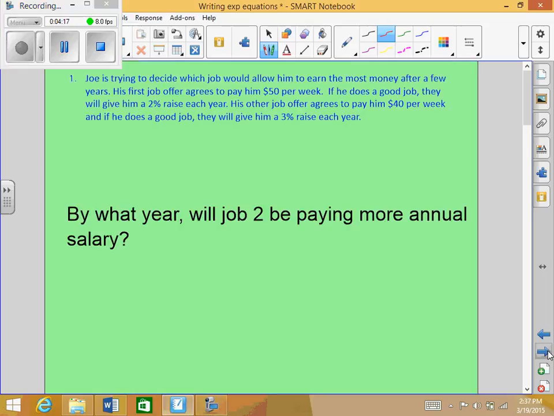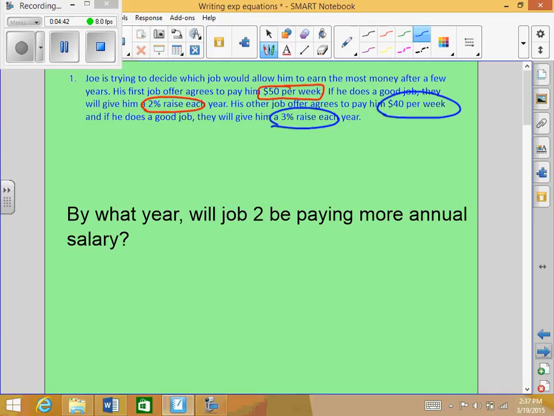Next problem. Joe is trying to decide which job would allow him to earn the most money after a few years. His first job agrees to pay him $50 per week. If he does a good job, they will give him a 2% raise each year. His other job agrees to pay him $40 a week if he does a good job, and they'll give him a 3% raise.